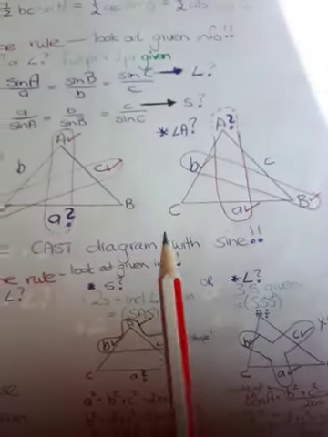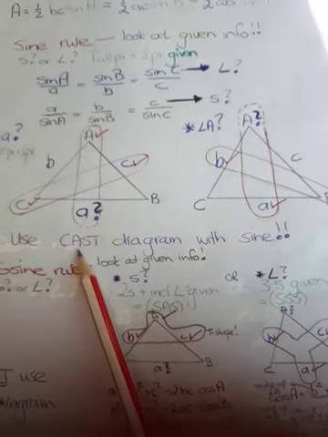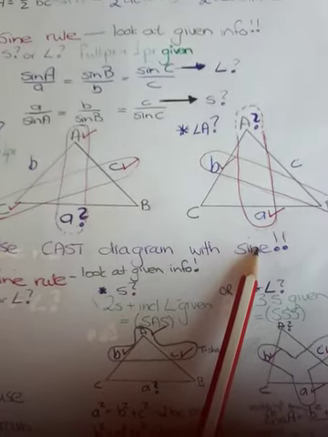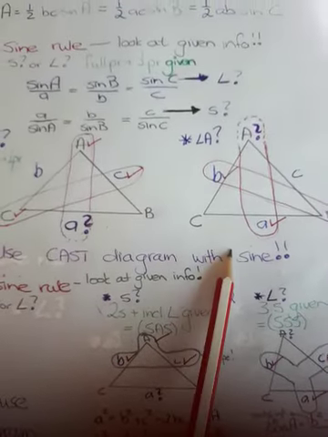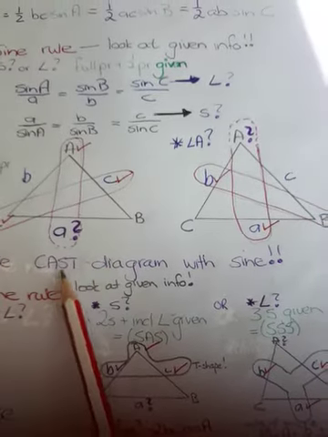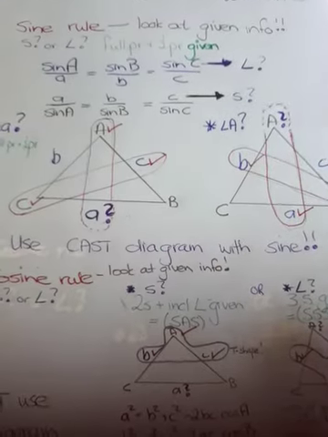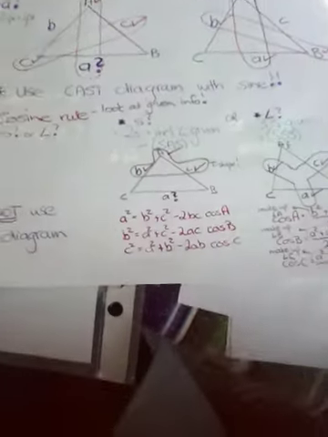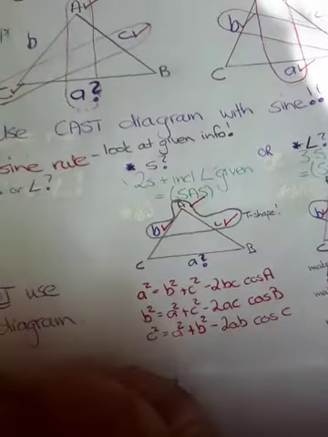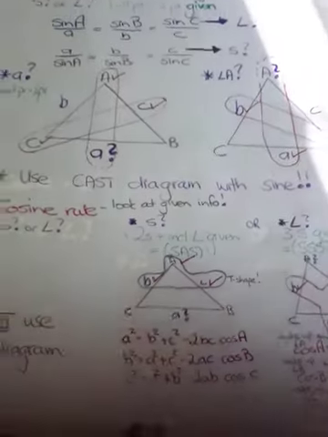Important in the sine rule, you must always use the CAST diagram, because sin is positive in the first and in the second quadrant. So it can be either one of these. So remember, if you can't remember what the CAST diagram is about, please go back to the video that I have posted. All right, let's look at the cosine rule. The cosine rule is a bit more difficult.